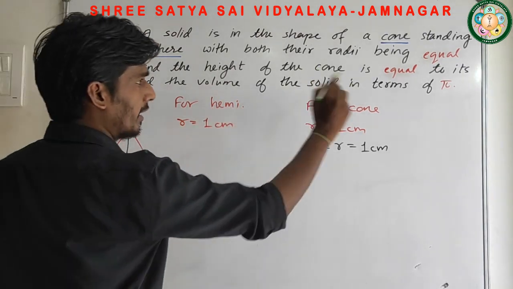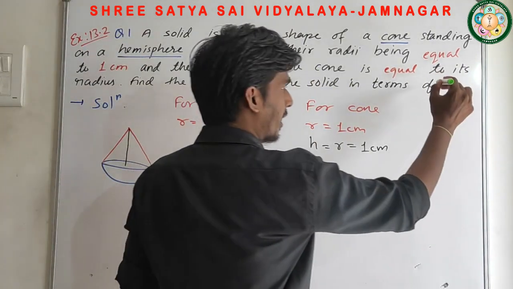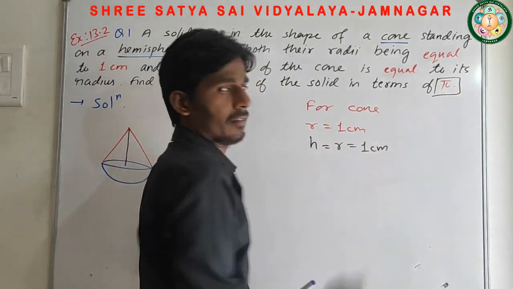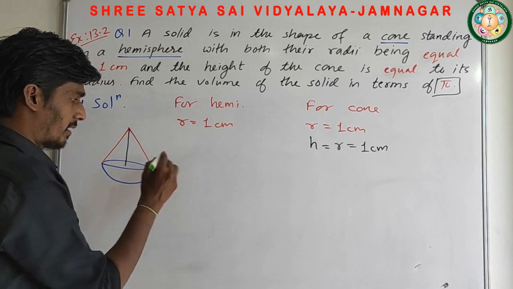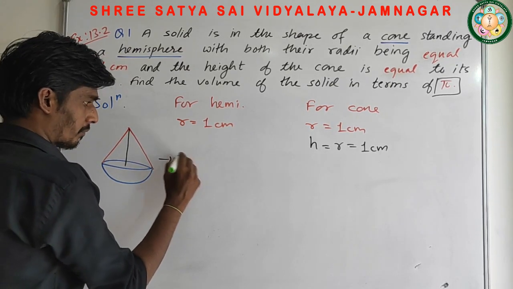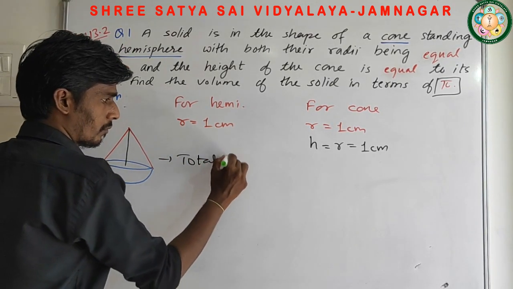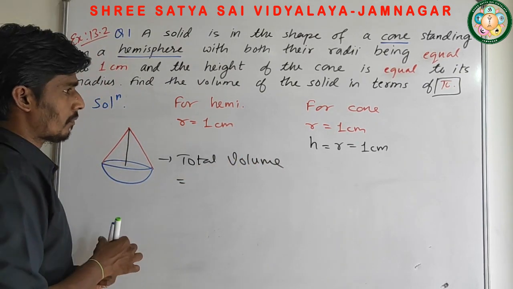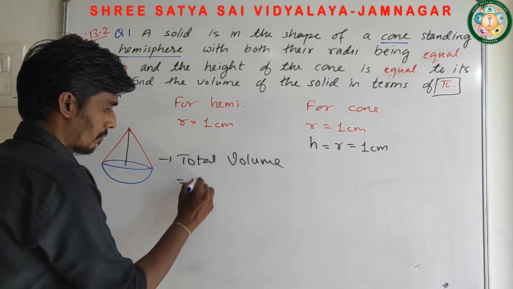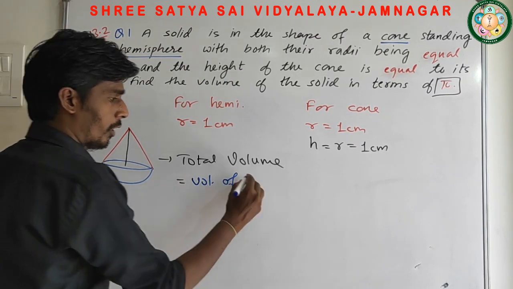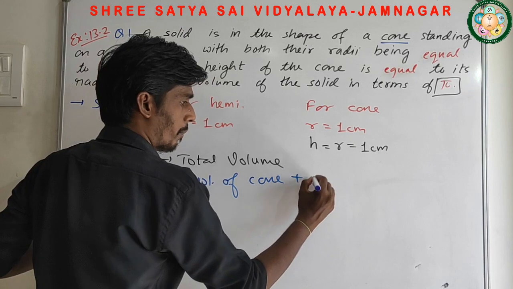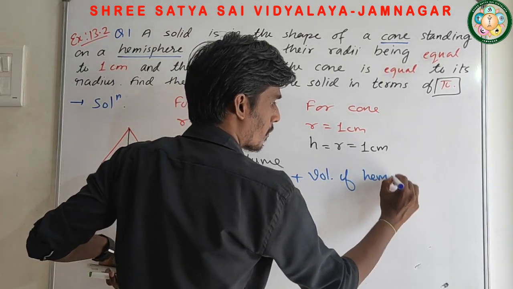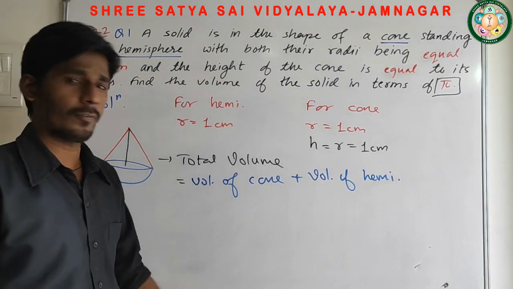Find the volume of this solid in terms of pi. Now this is an important aspect that we have to find out the answer in terms of what? Pi. So let's write down total volume equals to volume of cone plus volume of hemisphere. Now what is volume of cone?